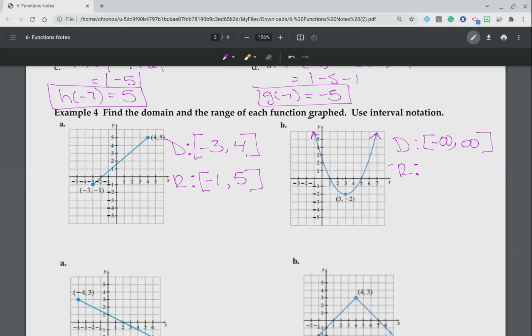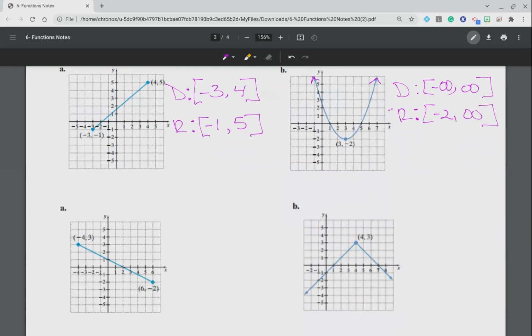Now my range is my y values. So if I look at my y values, my lowest y value on this graph is -2. But if I try to go and look at my highest y value on the graph, this graph goes on forever and ever and ever up. So the top of my range is +infinity. Okay, so when you see arrows on the graph that go on forever, that's how you know that there's going to be some infinities in your domain and range.